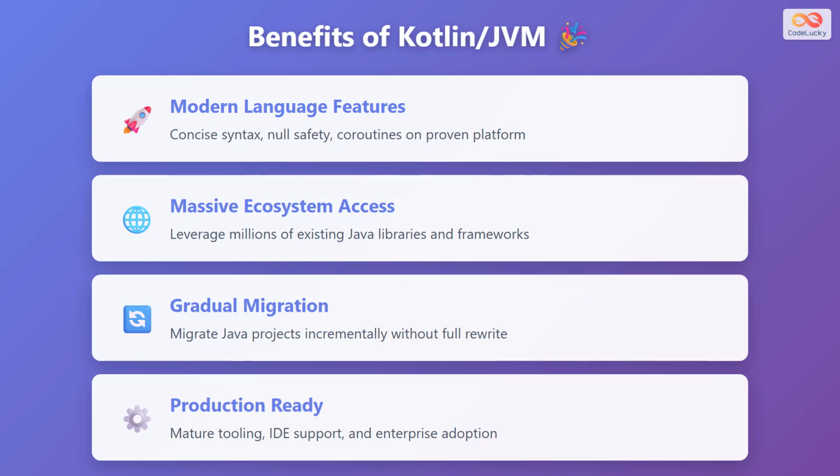Third, Kotlin enables gradual migration from Java. You don't need to rewrite entire applications at once. Instead, you can migrate incrementally, file by file, function by function, mixing Java and Kotlin in the same project. Fourth, Kotlin/JVM is production-ready with mature tooling, excellent IDE support in IntelliJ IDEA and Android Studio, and widespread enterprise adoption. Companies worldwide use Kotlin/JVM for critical production systems, demonstrating its reliability and scalability.